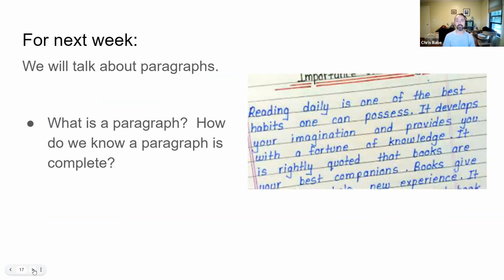How do we know a paragraph is complete? How do we use paragraphs in our writing? So like here's a little example paragraph in this picture. So little extra practice too, if you want. You could start doing research on paragraphs.